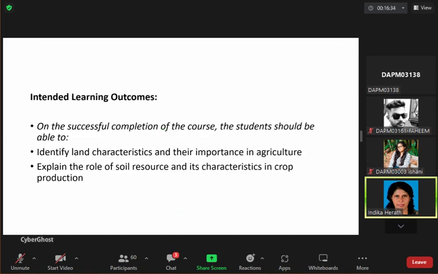These are the intended learning outcomes, right? On successful completion of this course, you all should be able to identify land characteristics and their importance in agriculture. I'll tell you what, when it comes to land, in modern agriculture sometimes people think, oh okay, we don't want land or soil to cultivate crops. Let's see how it goes and whether it is needed, right?